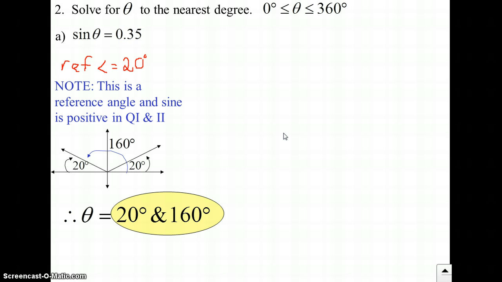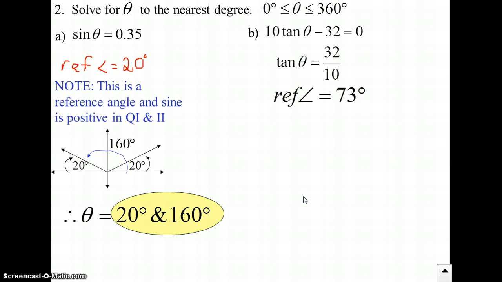All right, let's try another one. 10 tangent theta minus 32 equals 0. We solved this one last slide. The only change is the restriction. So tangent theta is 32 over 10. I go second function tangent of 32 tenths. But that angle now I'm going to call my reference angle. So instead of theta equaling 73 degrees, the reference angle equals 73 degrees.